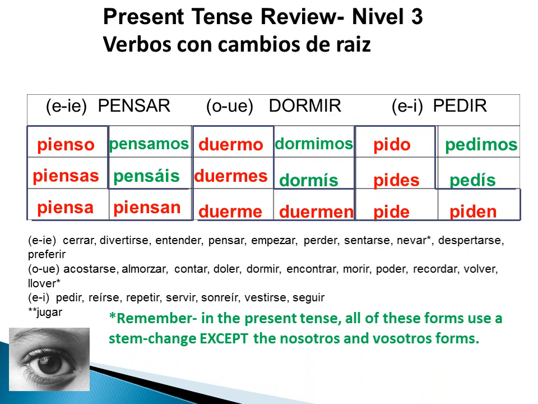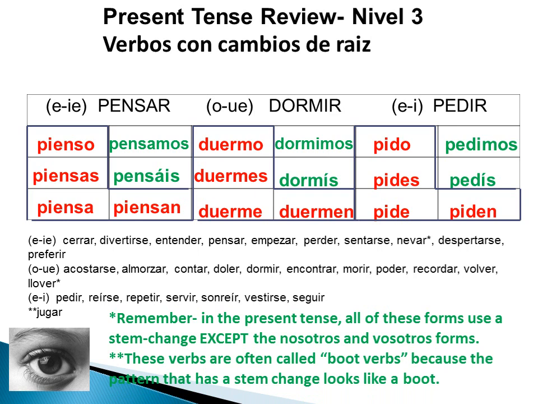Now, one other thing is that if you notice nevar under E to IE and llover under O to UE have the asterisk behind it, it's because one means to snow, the other means to rain, and there's really only one conjugation because you don't say I rain, he rains, you just say it rains, it snows. So in our notes, notice all of them except for nosotros and vosotros, and also these are often called boot verbs. Both of these things we have mentioned, but just try and keep them in your head.